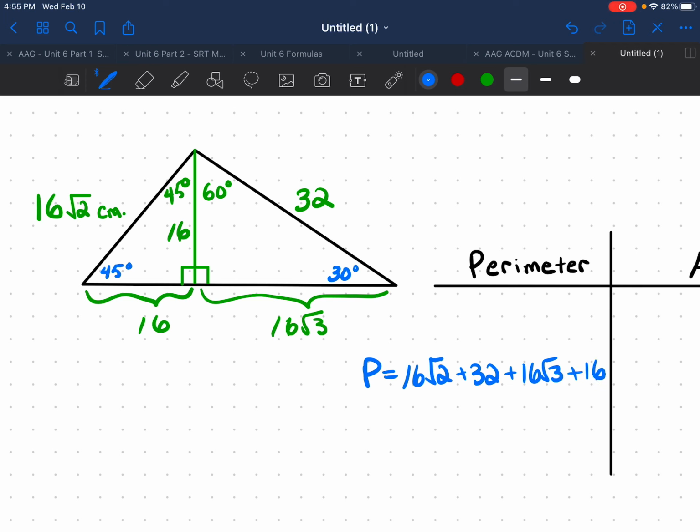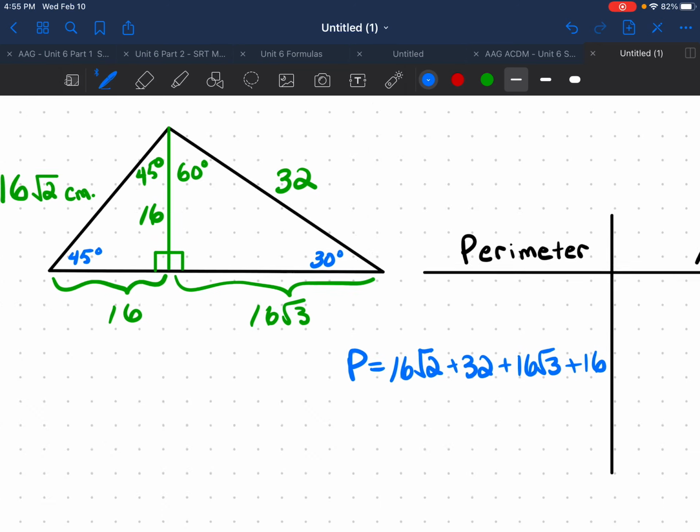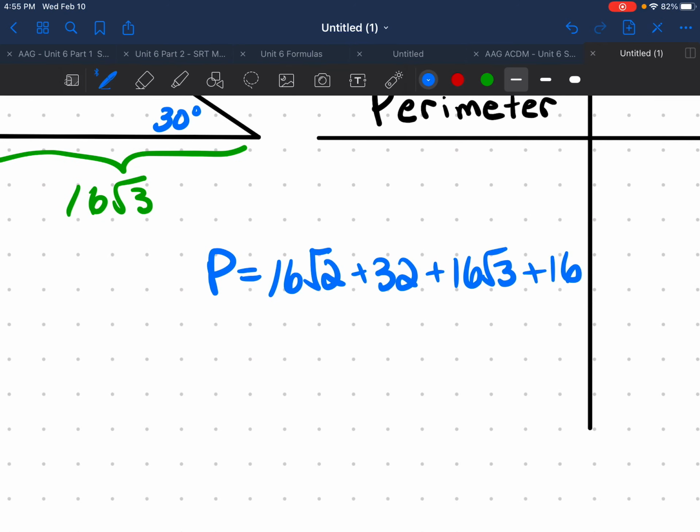All right, so we have 4 parts to this perimeter right now, and I want to zoom in here. I really don't see any other like terms except for the 32 and the 16. Please remember, 16 radical 2 and 16 radical 3 are unlike. They need to have the same radicands, the number underneath. So all we're going to do is add up the whole numbers, and our perimeter is actually going to have 3 terms to it.